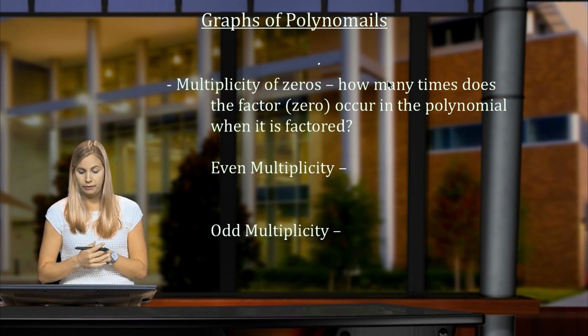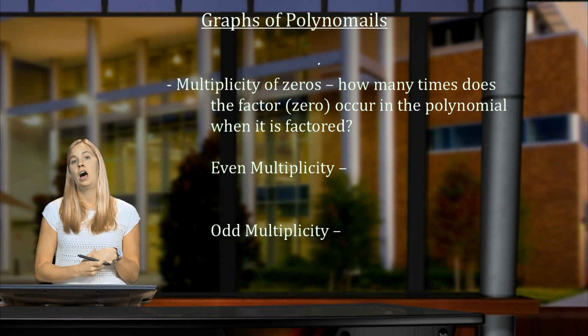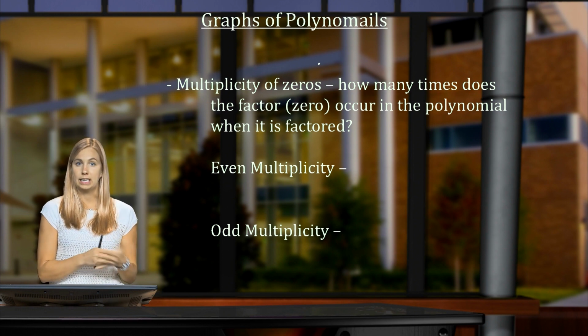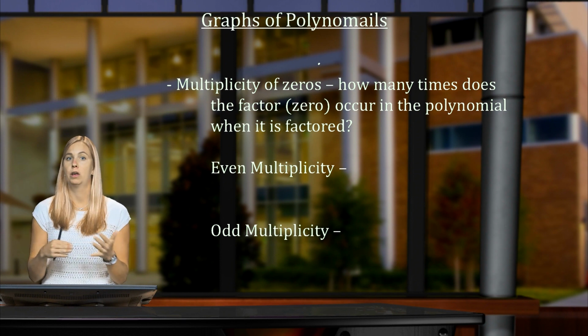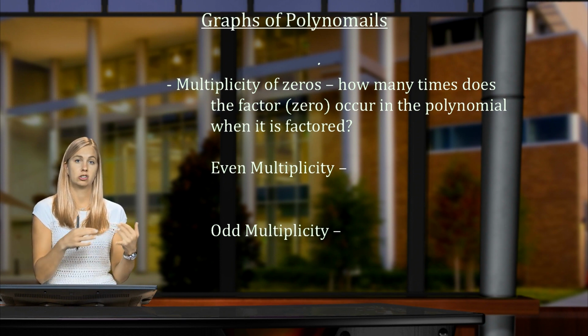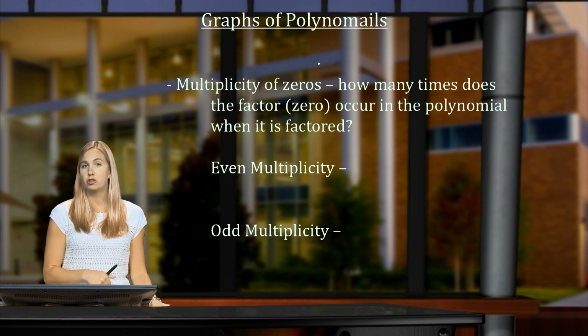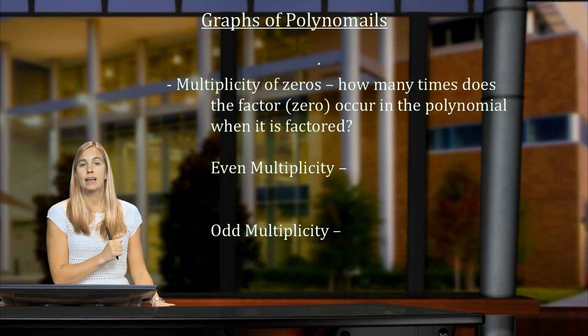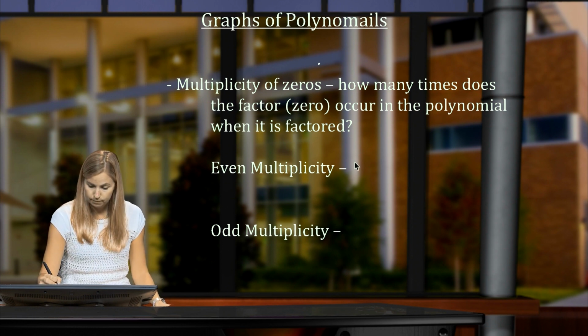So back to that previous page, let's talk about the significance of our multiplicity. We're looking at whether the multiplicity is even or odd. So not the magnitude of it, just whether that exponent on your factor is an even number or an odd number. If your multiplicity of a 0 is even, that means your graph touches the x-axis at that 0.